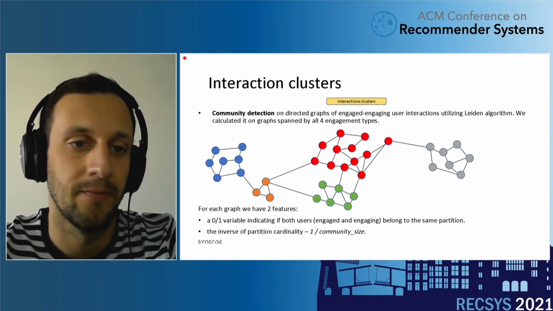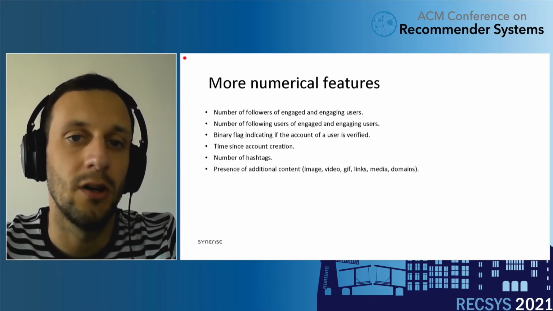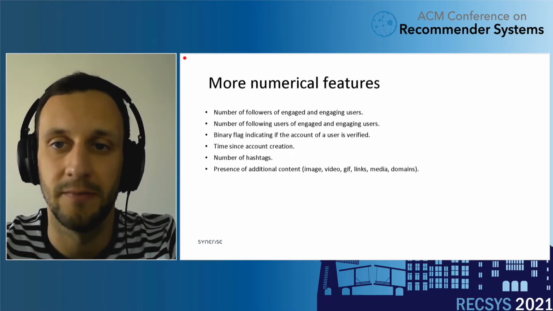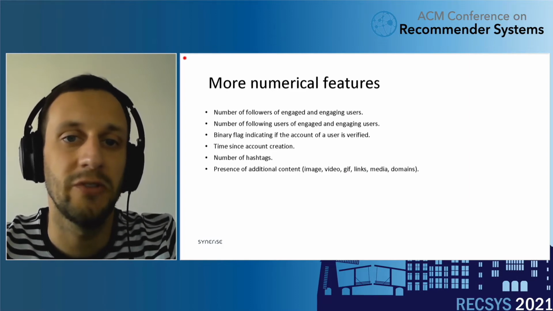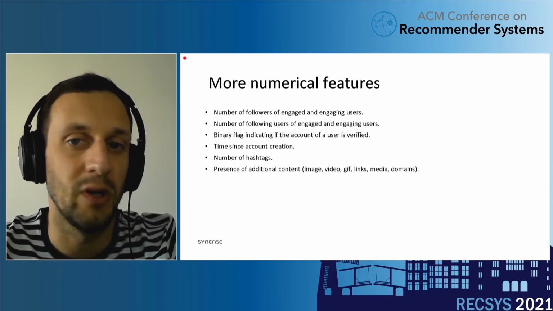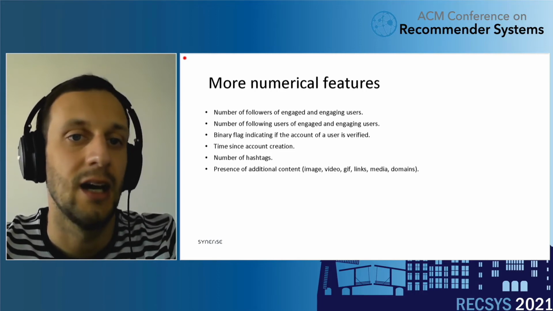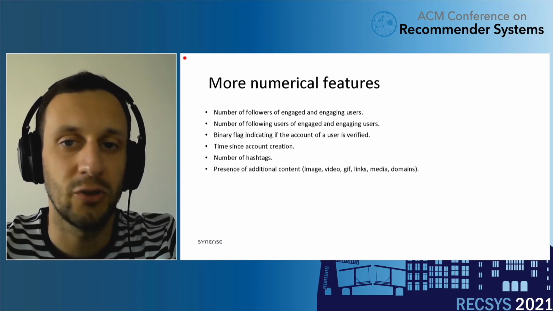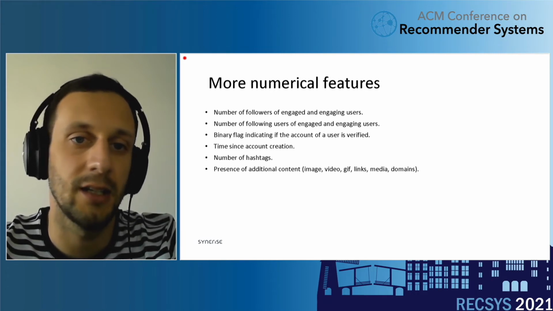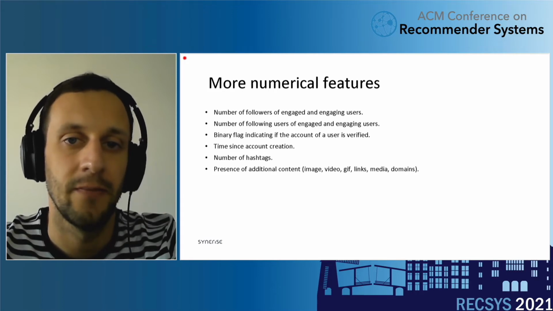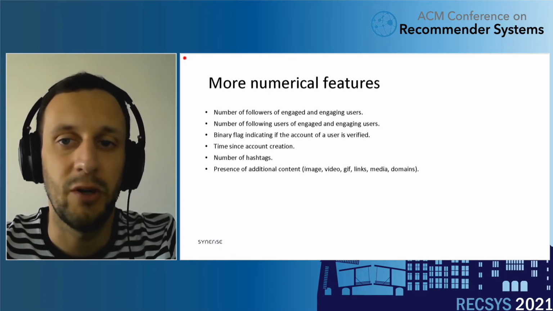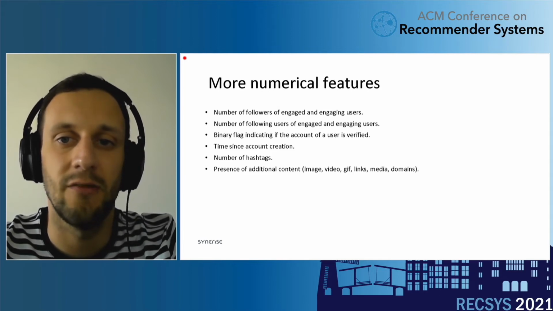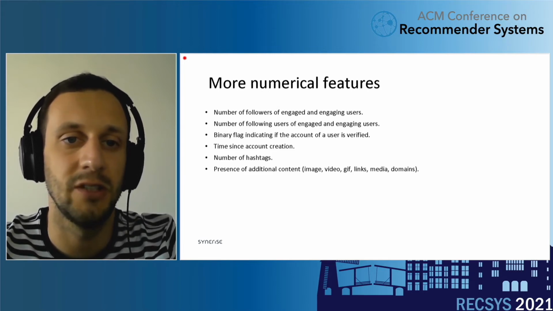And here is a quick look at some examples of additional numerical features. There are some obvious things in the dataset, like how many followers this user has, how many people this user is following. We also created a binary flag indicating if the accounts are verified. We also looked at the number of days since account creation, number of hashtags, and presence of additional content such as image, video, GIF, and so on.